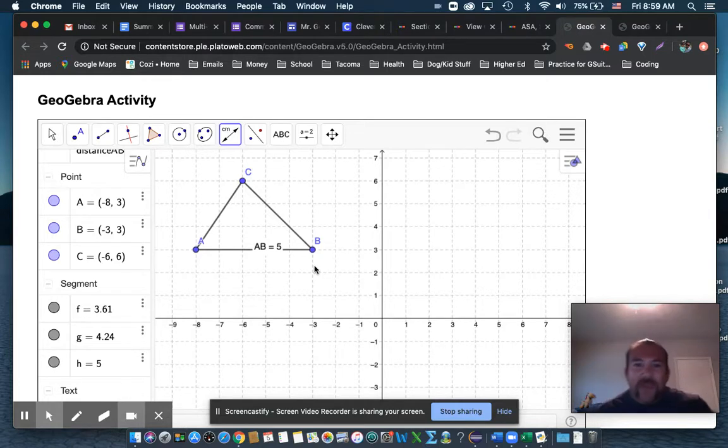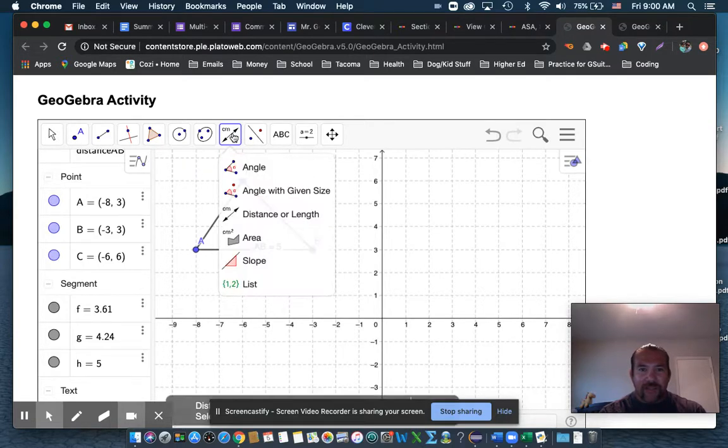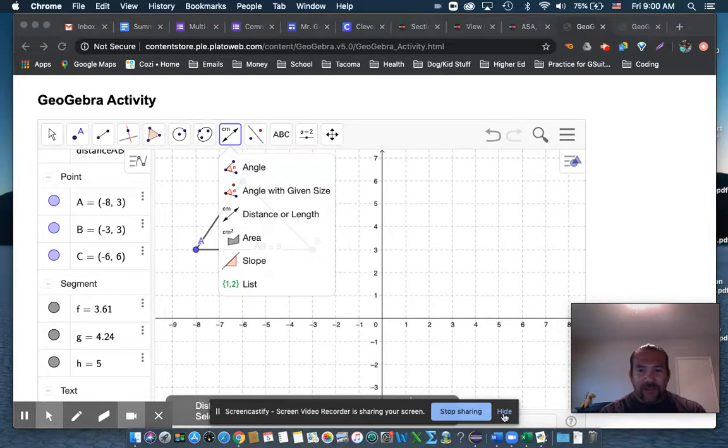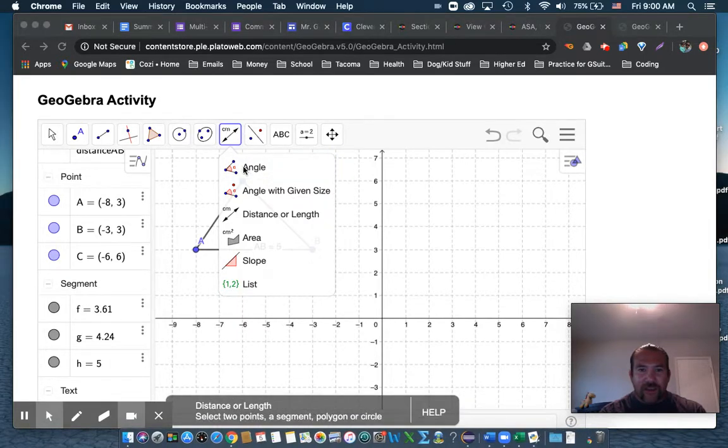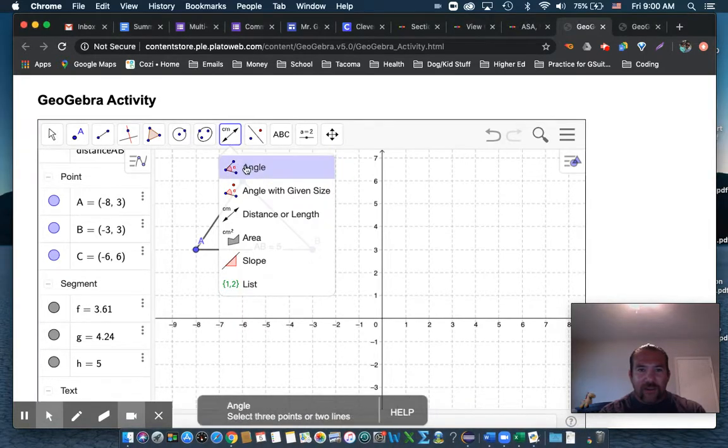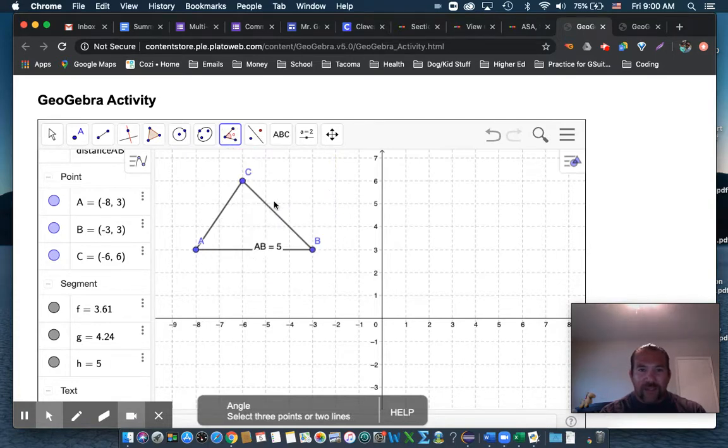So that's the first thing. Now, since we're doing ASA, we need the two angles that are sandwiching that side. In this case, that would be angle A and angle B. So here's how we find the measure of A and B. I'm going to go back to this measuring tool and click on this one right here. So notice if I hover over angle, it says select 3 points or 2 lines. So I'm going to select this. I'm going to click B, then A, then C.